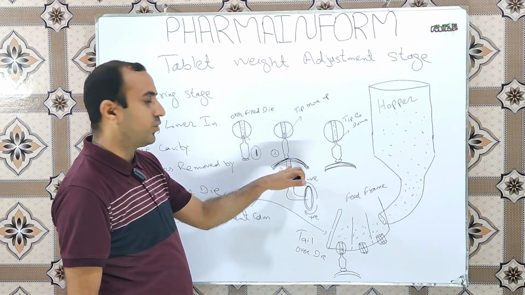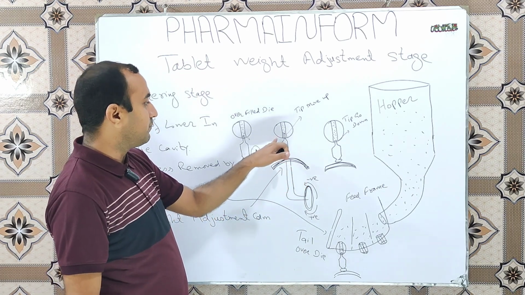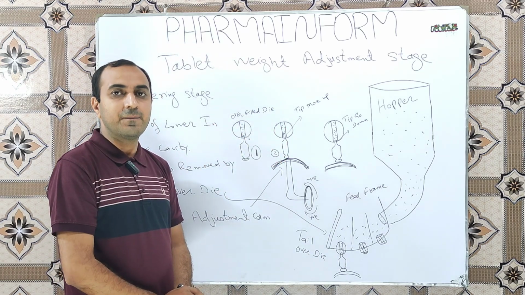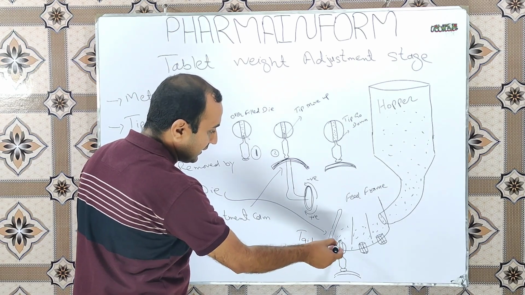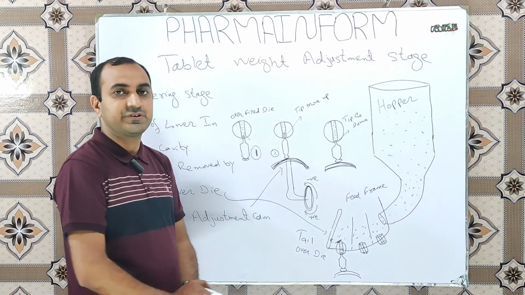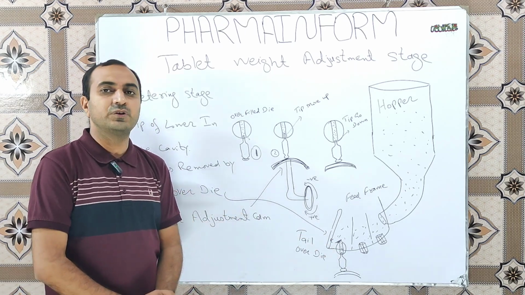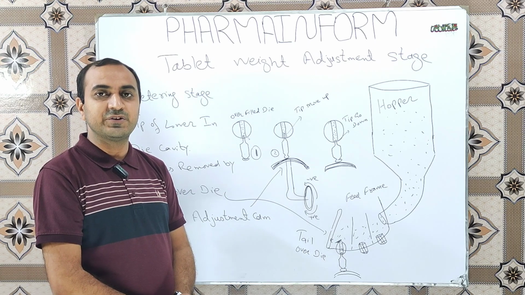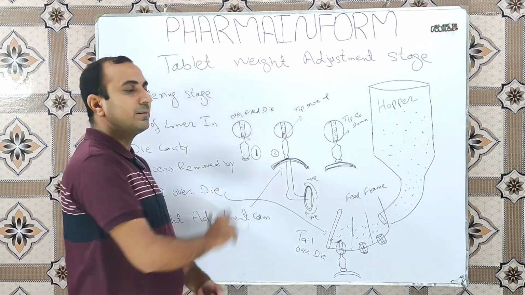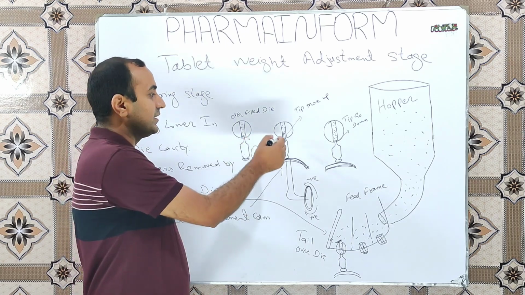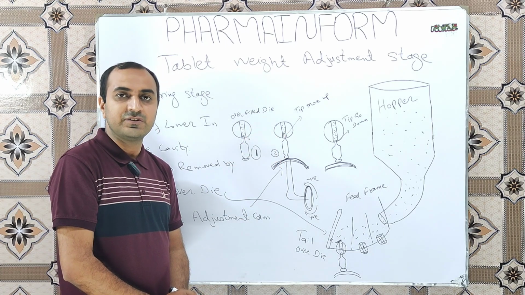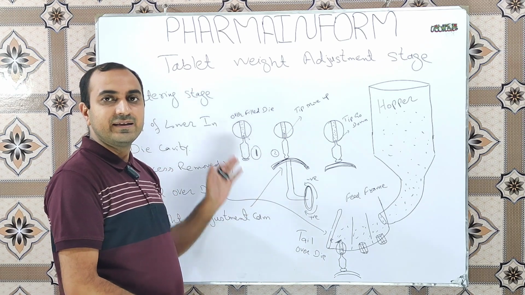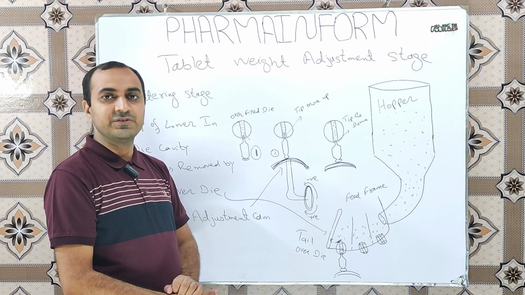When this punch rides over the weight adjustment cam, the tip of the lower punch will be pushed upward and excessive powder will come out of the die cavity, and this powder, when it strikes the tail-over die, will be removed from the die. So this is the concept where the weight of the tablet is decreased. When the tip of the punch moves upward, the space in the die cavity is decreased, so it has less powder or granules, and in this way our tablet weight is decreased.